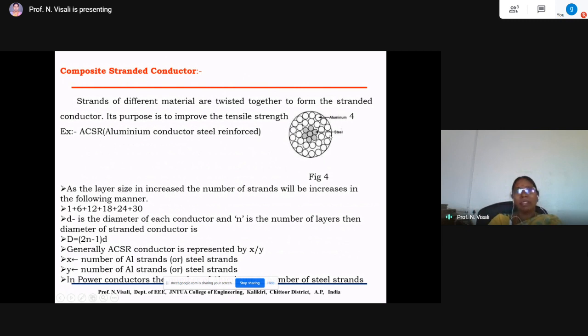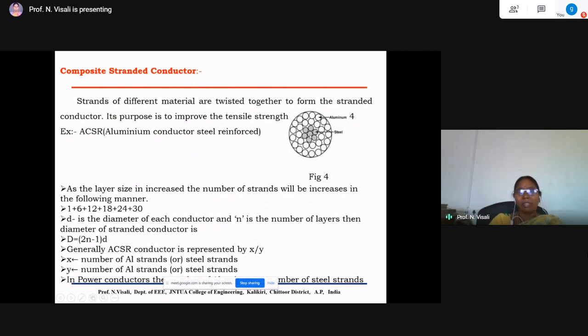Generally, an example of this type of composite stranded conductor is aluminium conductor, steel reinforced. You will generally see it in the laying of cables or transmission lines. Here two types of materials are used, one is steel and the other is aluminium. Layer-wise they will connect it. Each layer is counted with the number of conductors, like the strands.